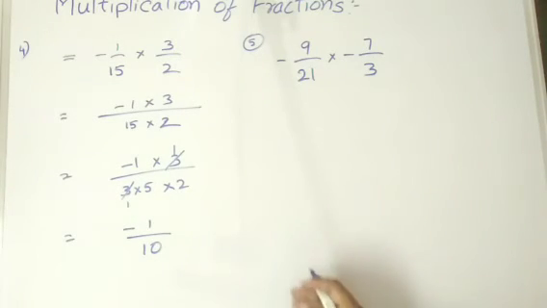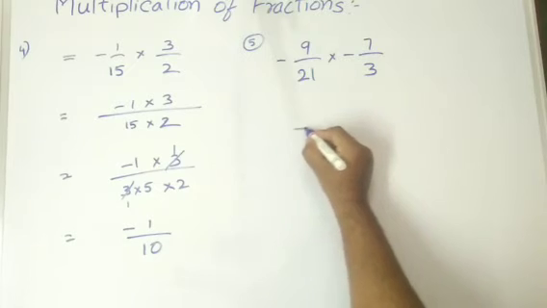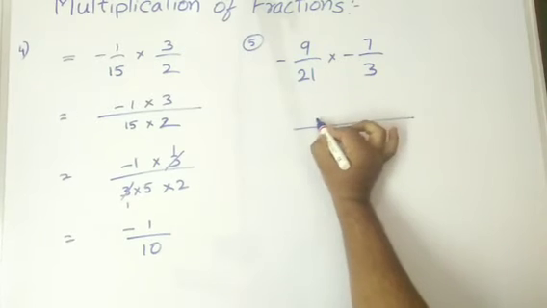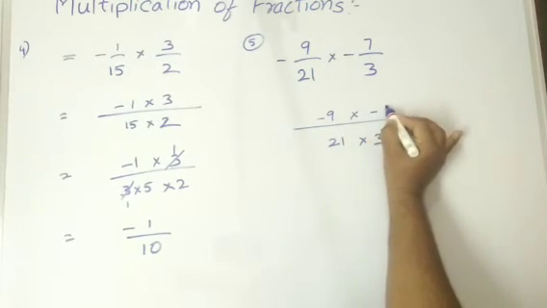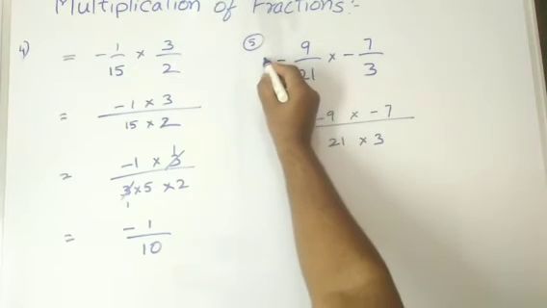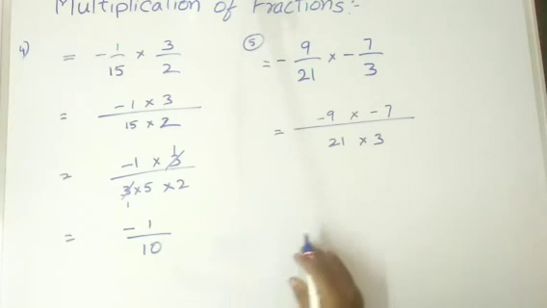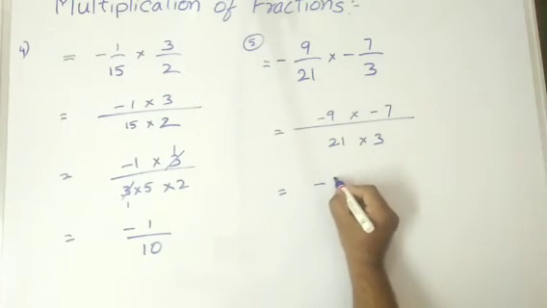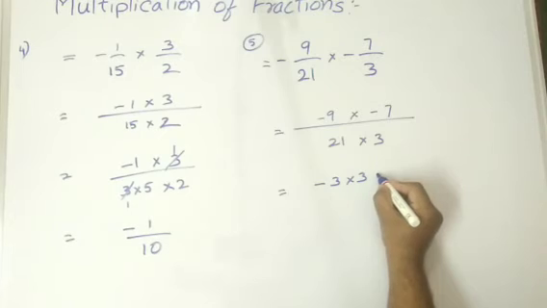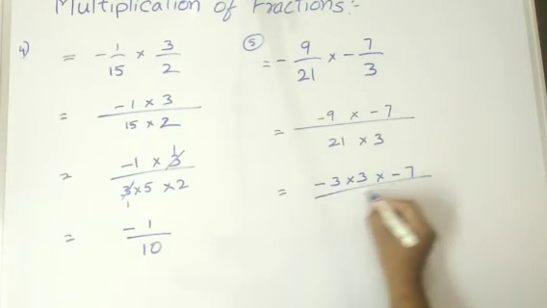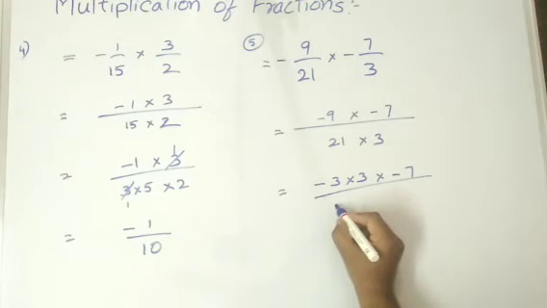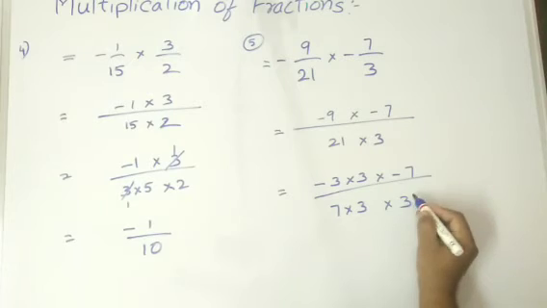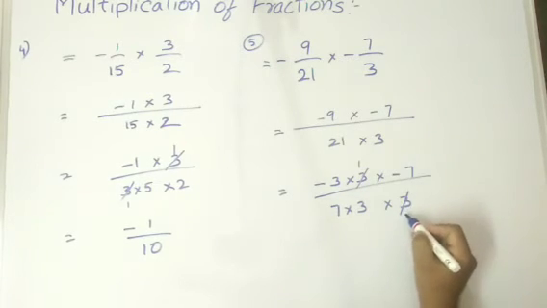I think it is very easy. So now here I am taking 21 into 3, upside minus 9 into minus 7. We'll apply the minus afterwards. First we'll check it. See, minus 9, can I write 3 into 3? Minus 7 as it is. Since 21, I can write 7 into 3. See, now I can cut 3s, and 7s.